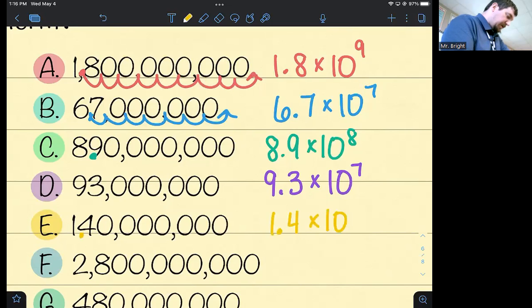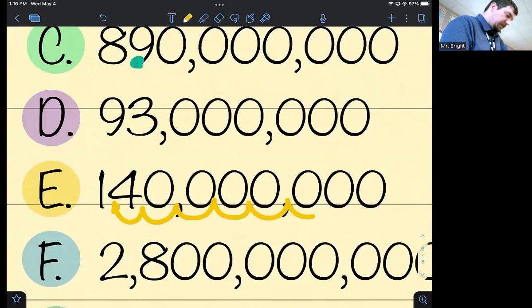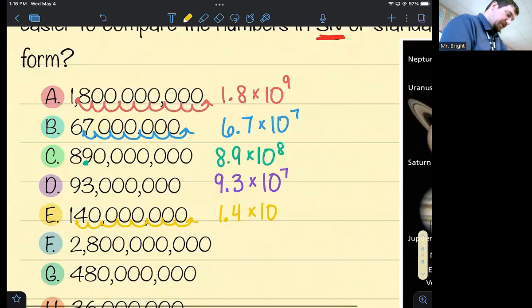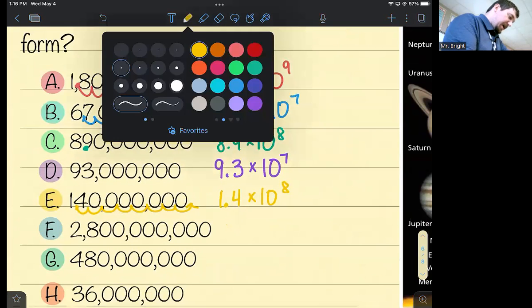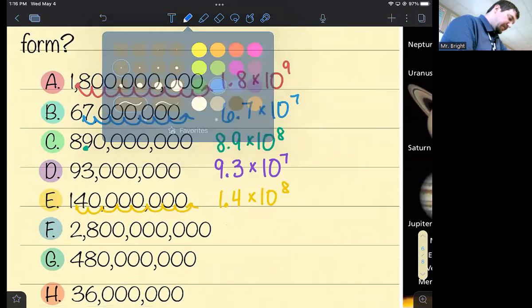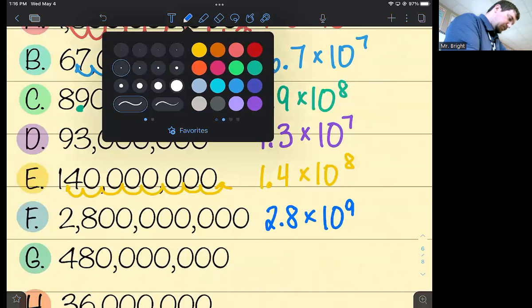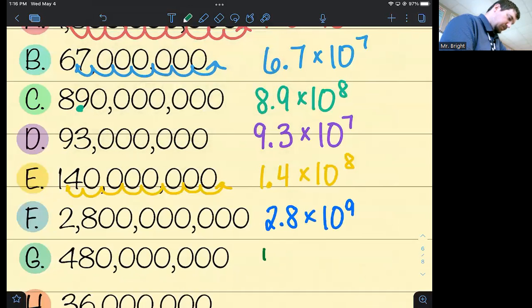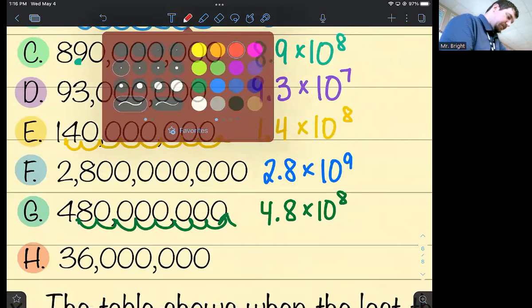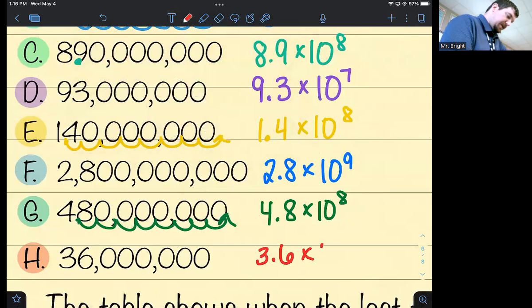Not to the power of 7. Count with me here. 1, 2, 3, 4, 5, 6, 7, 8, to the 8th power. There you go. Times 10 to the 8th. Connor, what about planet F? That's right. 2.8 times 10 to the 9th. Okay, planet G, Lucy. To the 8th, 1, 2, 3, 4, 5, 6, 7, 8. Good job. And then Martin, what about planet H? All right, 3.6 times 10 to the 7th.